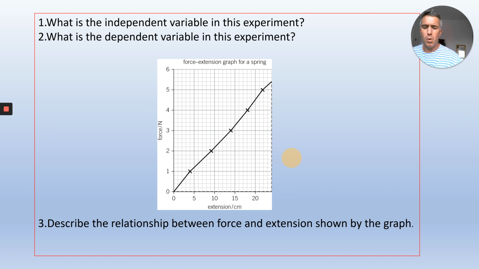What would be the independent variable in this experiment? There's only two variables. One's extension, one's the force. Which one did you choose? If we were doing the experiment, which one did you choose? That's the independent variable. And which one is the dependent variable? Which one changed because of your actions? The independent and the dependent.